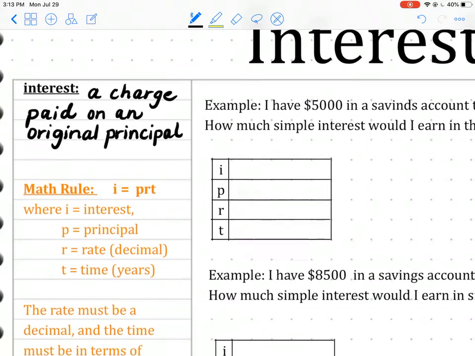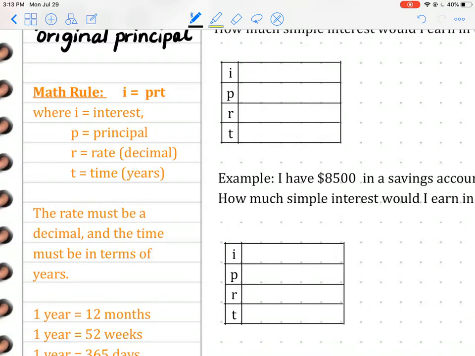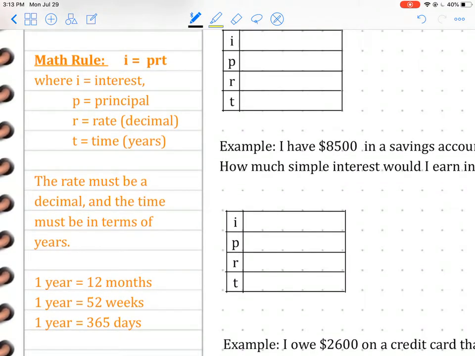And here's the math rule. This is the interest formula, and there's quite a bit here that we need to make sure we cover. The formula is I equals PRT, where I is interest, P is principal, R is a rate as a decimal, T is time in years. The rate must be a decimal, and the time must be in terms of years.